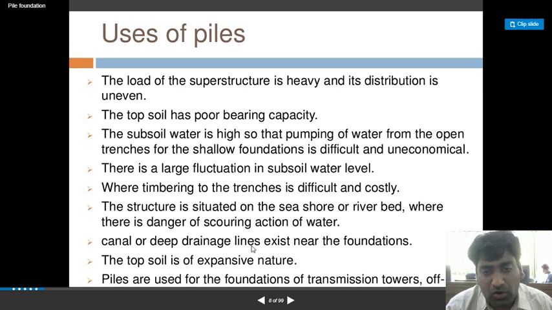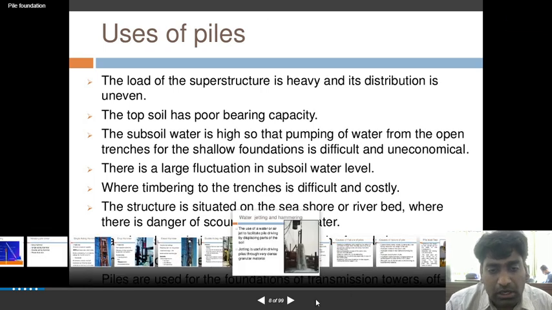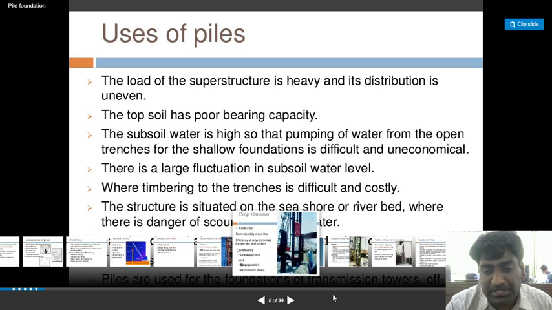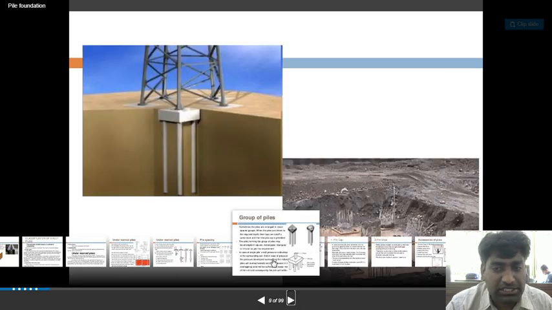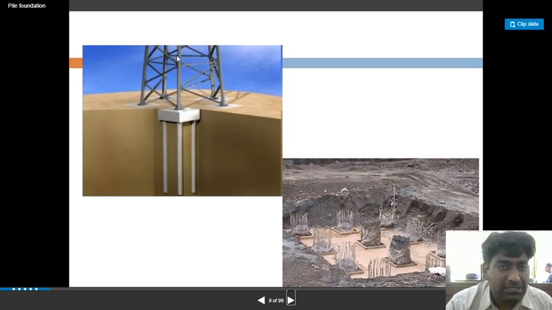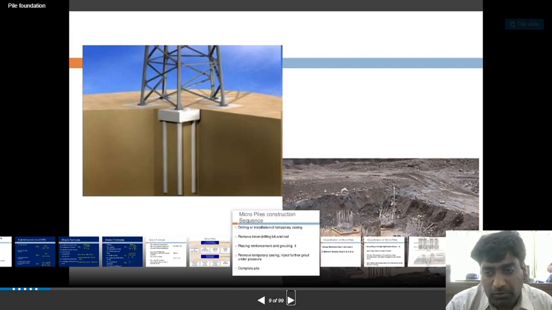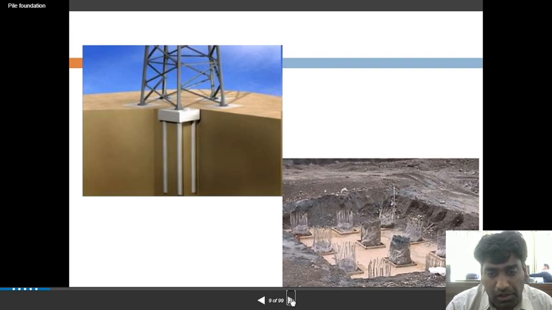In case a canal or deep drainage lines exist near the foundation, pile foundations are provided. The topsoil is also of an expensive nature. Piles are used for the foundation of transmission towers and offshore structures. So this is the way of transmission lines; the piles are provided in this way. A group of piles will be provided to support one leg of any tower, such as a transmission tower. So this is the way groups of piles are provided in a field.